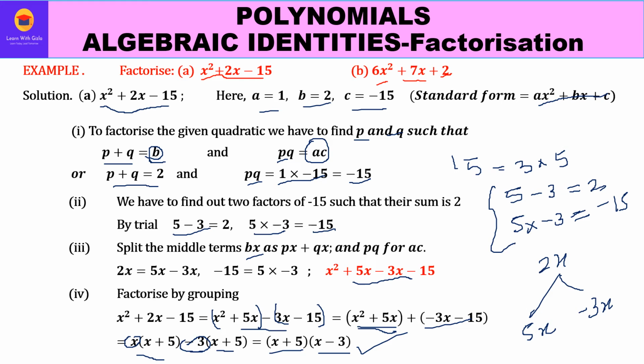Now, how do we identify whether we have to use identity 4 or identities 1 and 2? Because this can be identity 1 and 2 also.